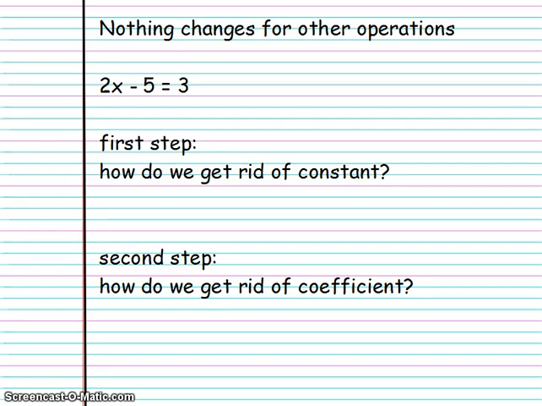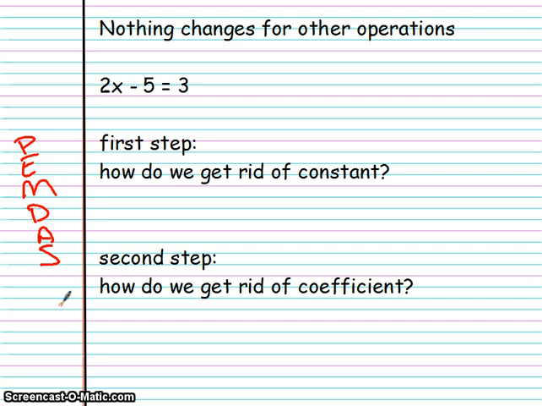So here's another example. Nothing changes for other operations. Again, our goal in this is to get rid of the constant first. It's actually going to be a reversed PEMDAS. We know we used to do the old PEMDAS: parentheses, exponents, multiplication, division, addition, and subtraction. And when we're doing two-step equations, we have to clear the constant first.